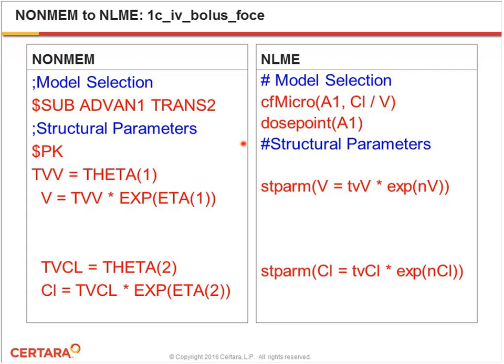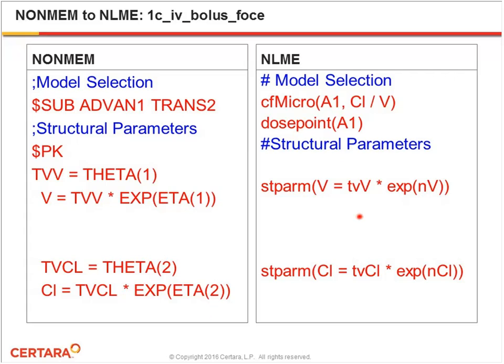And the next part is the structural parameters, the $PK records. They specify the individual PK parameters. Here we have the fixed effects, TVV and TVCL. They are denoted theta1 and theta2. And the structural parameters, volume and clearance, are expressed in product form with random effects in exponentials. The random effects are denoted here as eta1 and eta2.